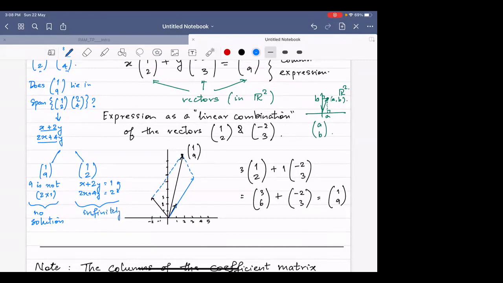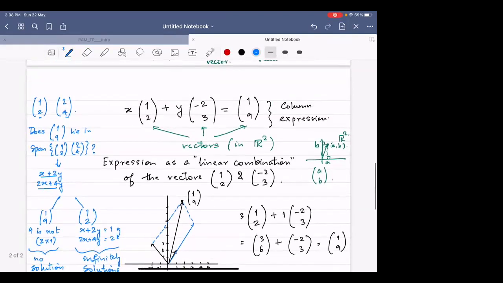Another way of looking at this: since this is just one equation, x plus 2y equals 1, you take any value of x, and you can find a corresponding value of y. So for any x, there is a corresponding y. In this way, you have infinitely many solutions in this case.